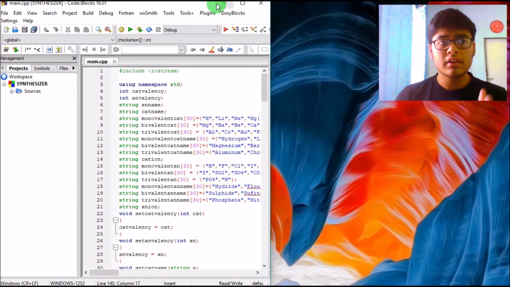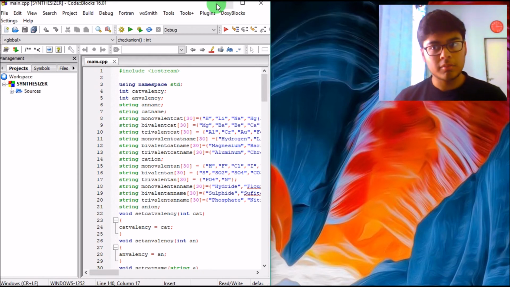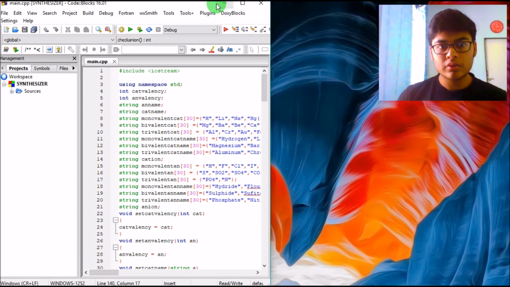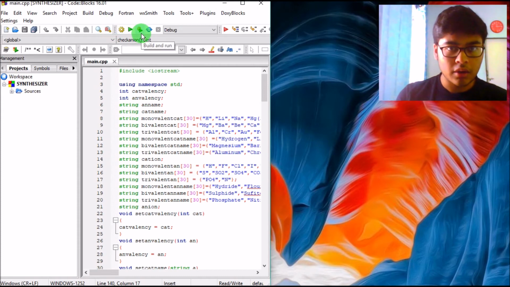So what the software does is that you just have to type in the name of your metal and the non-metal, and it will show you the formula unit for that ionic compound. Let's have a look at how it works.